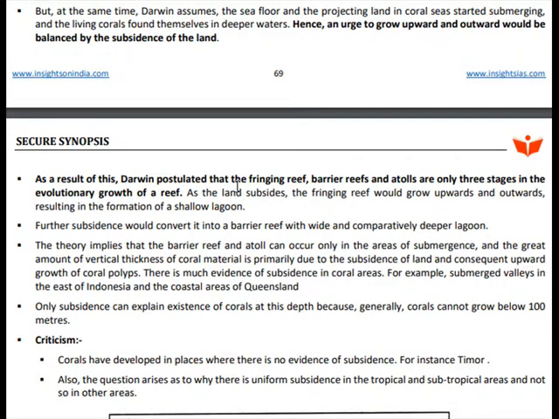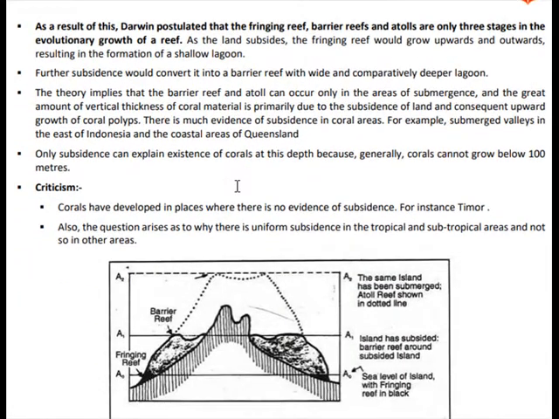As a result of this, Darwin postulated that the fringing reef, barrier reef and atoll are only three stages in the evolutionary growth of a reef. As the land subsides, the fringing reef would grow upwards and outwards, resulting in the formation of a shallow lagoon. Further subsidence would convert it into a barrier reef with a wide and comparatively deeper lagoon.